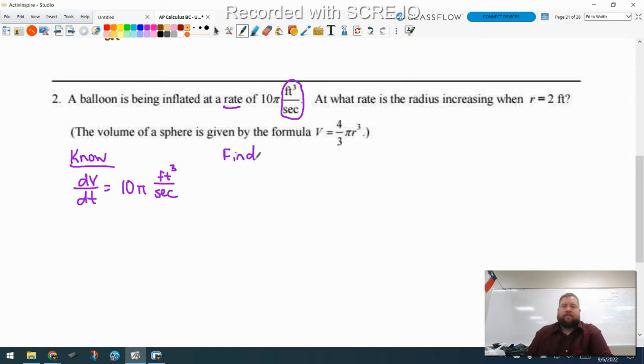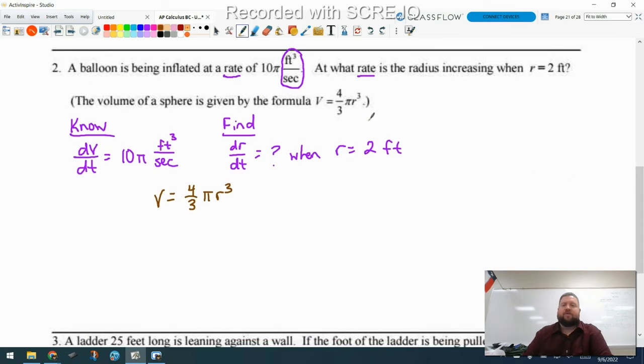Now we're going to get to our find. At what rate, there's that word again, is the radius increasing? So that's dr over dt, rate of change of the radius. That's our question mark, and we want to find that when r is equal to 2 feet. They were generous enough to give us the formula for volume of a sphere, so we're assuming this balloon is a spherical balloon. We start with our volume formula, V equals 4/3 pi r cubed.